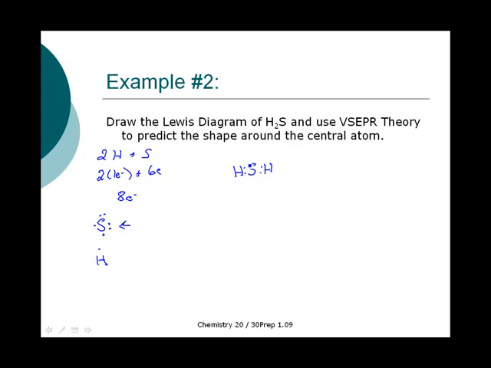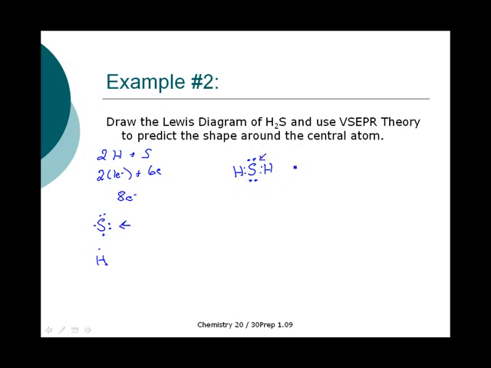And now our hydrogens are happy. We'll fill in our other 4 electrons. There's only 4 spots left, so this one's pretty easy. But there we go. Now our sulfur has 8 electrons, our hydrogens have 2, so this is a pretty happy Lewis diagram. And now we take a look at our central atoms.